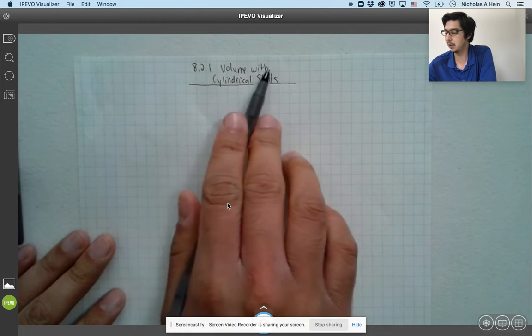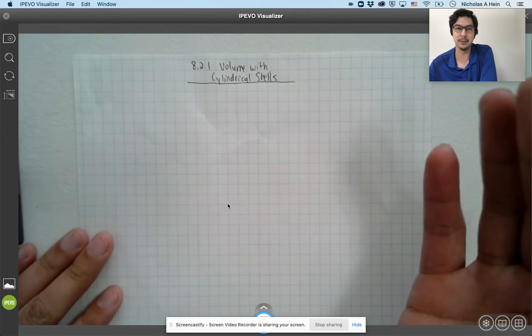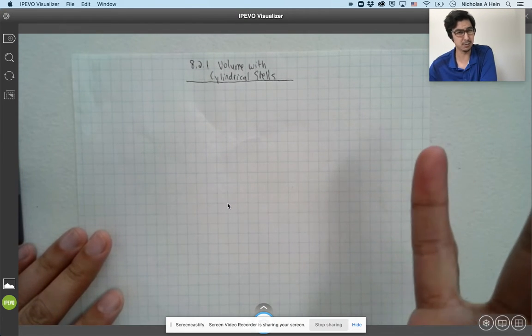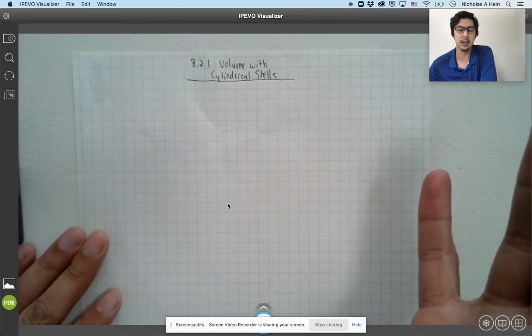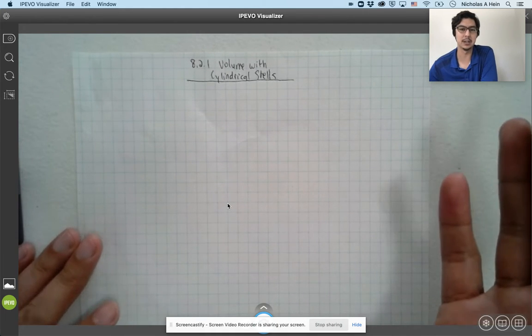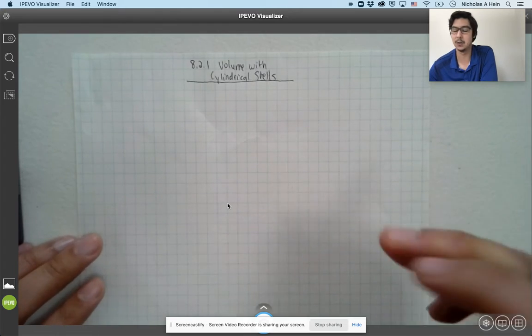But this method is called volume with shells. I'm going to do my best to help you visualize it. This one is really tricky, and that's why I think for the first assignment I want you to Google your own videos and find ways to help visualize this, and I'll do my best in this video as well.